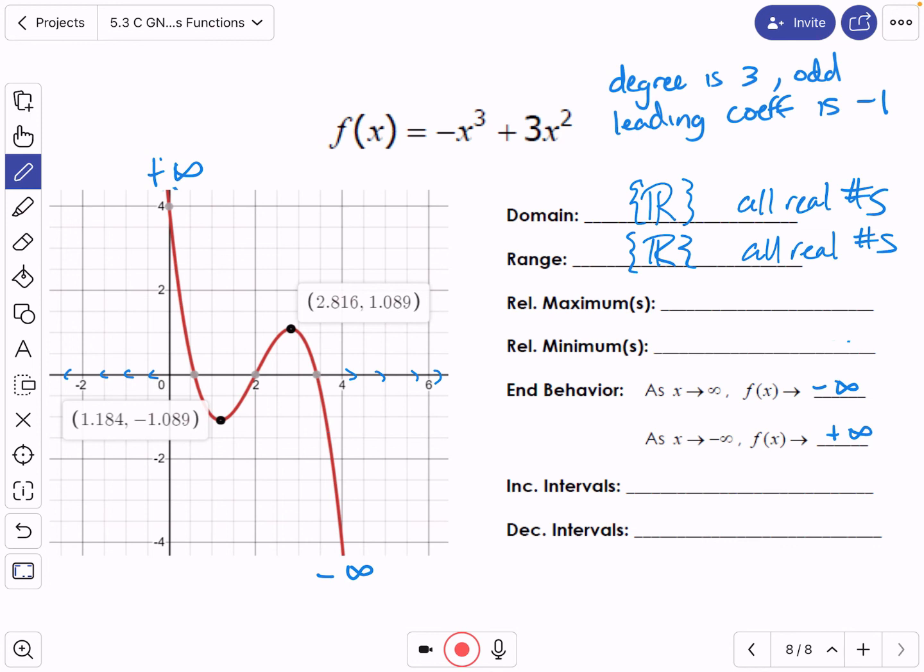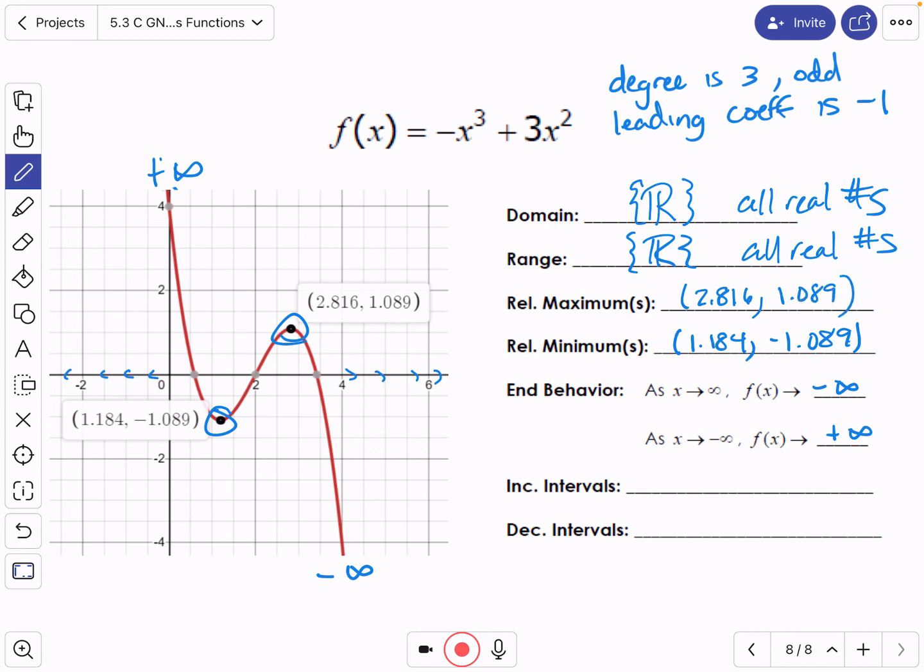All right, so relative maximum and relative minimum. We've got two turning points, one here and one here. The first one is lower than all the nearby points, so that's a relative minimum. That happens at x equals 1.184, and the value is minus 1.089. The other turning point is higher than the nearby points, so it's a max. That happens at x equals 2.816, and the value of the function there is 1.089.